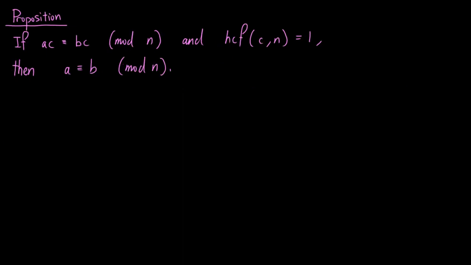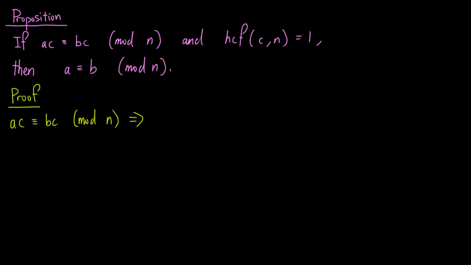We have seen that we can do addition and multiplication in congruences just like for equalities. Division, however, is less straightforward and is addressed in the following proposition. It states that if a times c is congruent to b times c mod n, and the HCF of c and n equals 1, then a is congruent to b mod n. In other words, we can only cancel a common factor in congruences when the HCF of that factor and the modulo is 1. The proof of this result is surprisingly easy.